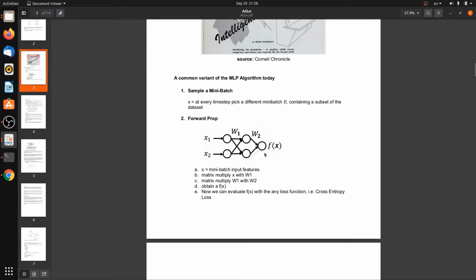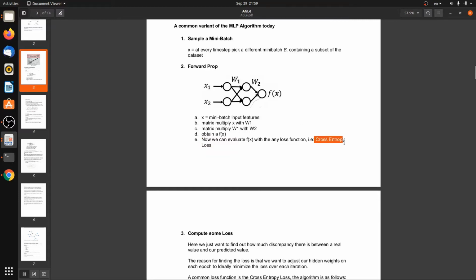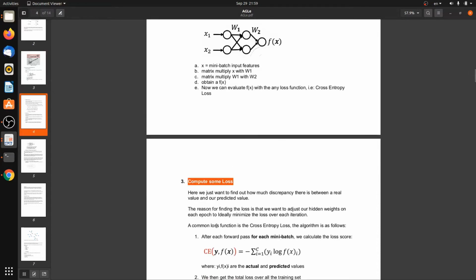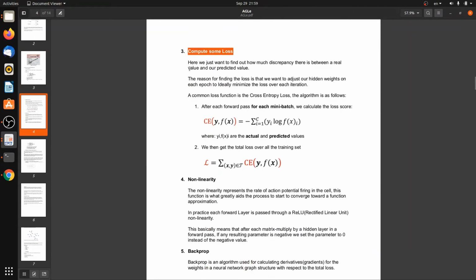So once we calculate the loss, a common approach is to use cross-entropy loss. That's the first portion. As we said, we're going to compute some loss here at the end, and it's basically a discrepancy between the true value and the predicted value. So this is the algorithm, but we use cross-entropy, and then we get a total loss.